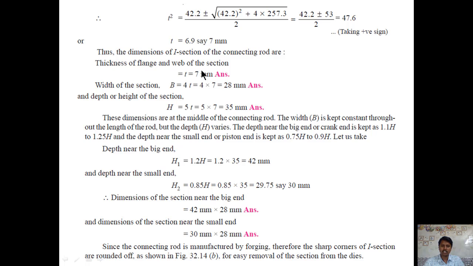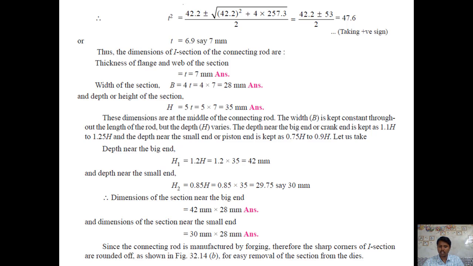Thus, this is the dimension of the I section of the connecting rod, the thickness of the flange or web section. From t, you can calculate what B and H are. B is 4 times t, so 28 mm, and H is 5 times t, hence 35 mm. This web section will not be uniform throughout the length. It is bigger near the big end and smaller near the small end. So, we have a ratio for how it varies. Near the big end, H1 equal to 1.2 H, that is 1.2 into 35 mm, you will get 42 mm.